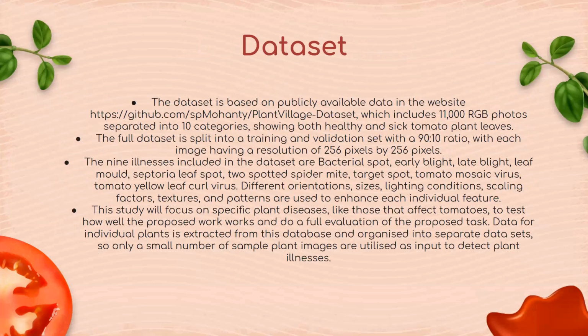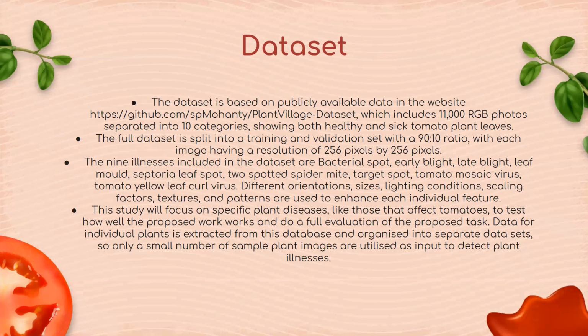So now, moving on to dataset. The dataset we are using is a plant-based dataset. This dataset includes 11,000 RGB photos, and it is separated into 10 categories, in which there are 9 categories for sick tomato leaves and 1 category for healthy leaves. Now, the full dataset is divided into a ratio of 90 to 10 for training and validation set, with each image having a resolution of 256 by 256 pixels.